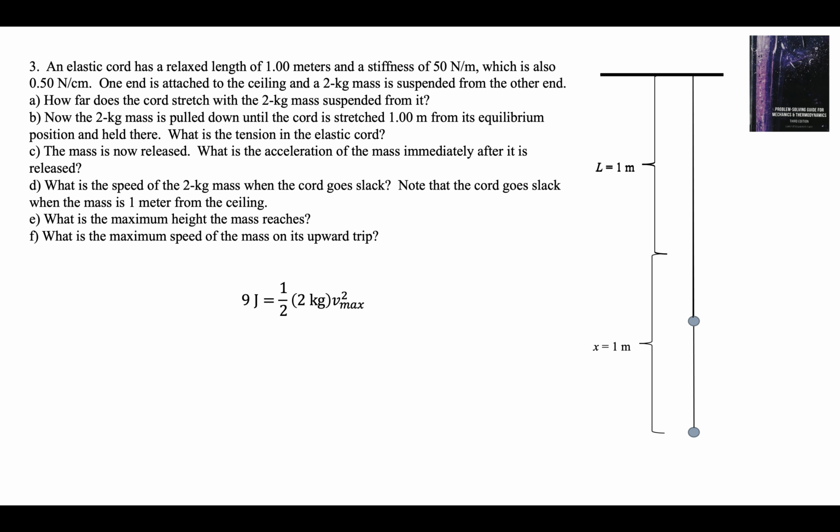So we can set 9 joules equal to the kinetic energy, and v is the square root of 9 joules over kilograms, and that's 3 meters per second. And I like that answer because when it gets to 1 meter, it's gone 2.24. So the maximum is 3 meters per second. Makes sense. Whew, that was a long one.